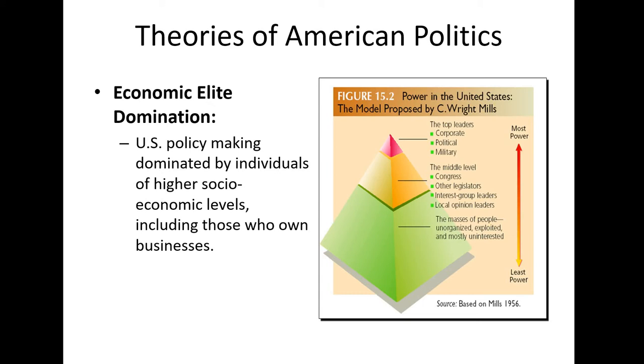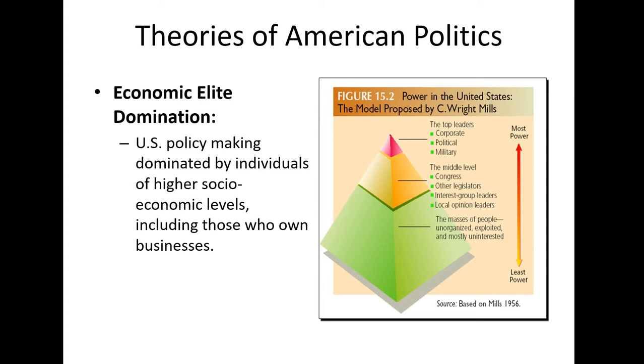So he says that U.S. politics is dominated by the top corporate leaders and the top political leaders, and by that he means the executive branch of government and the military leaders. At the middle level, you've got Congress and other legislatures, like state legislators, interest group leaders, we'll get to interest groups in a bit, and local opinion leaders. And then at the bottom, with the least power, is the masses, probably 70% of us or something. They are mostly unorganized, exploited, and mostly uninterested.